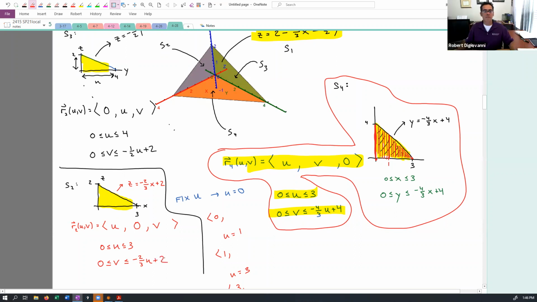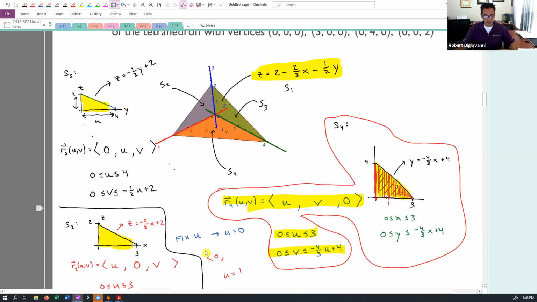What do y'all think? I agree. Good job. That's it. Okay. Any questions? We're not done. We have one more surface. We did the 3 easiest ones. Now we have to do surface 3.